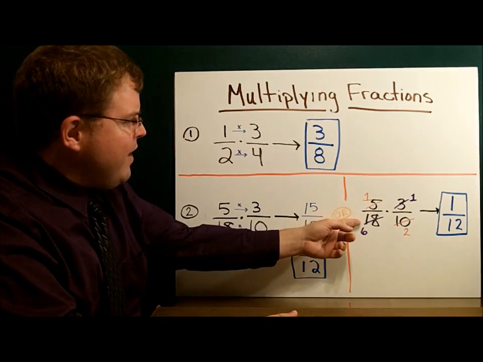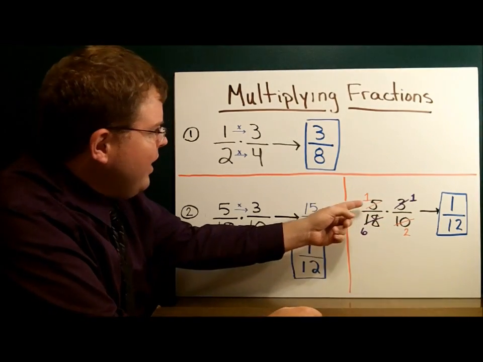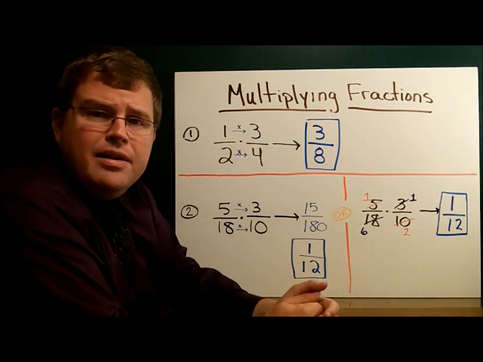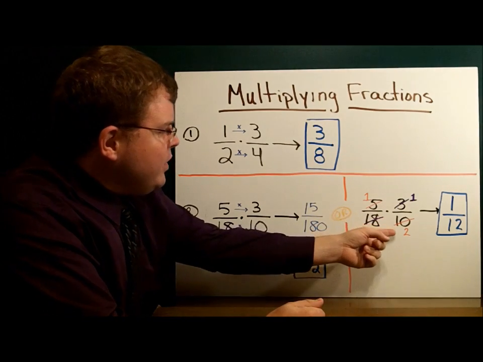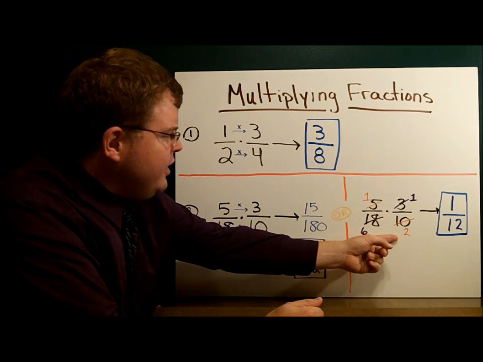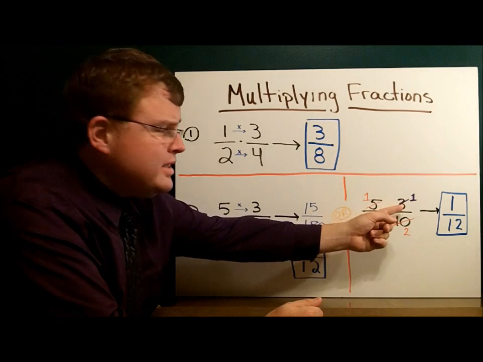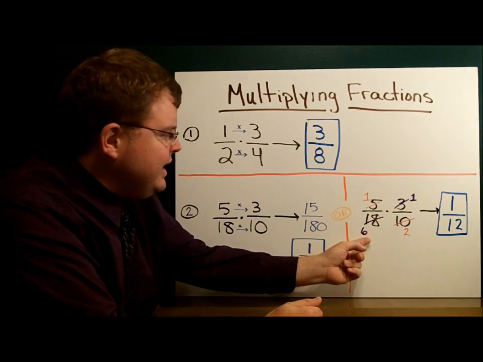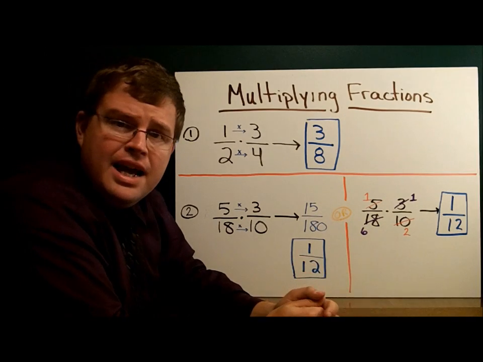We'll take the same fractions, 5 over 18 and 3 over 10. Well, 5 and 10 will simplify. 5 goes into 5 one time, 5 goes into 10 two times. And so I'm left with a 1 here and a 2 here. 3 goes into 3 once, 3 goes into 18 6 times. I'm left with a 1 there and a 6 there.